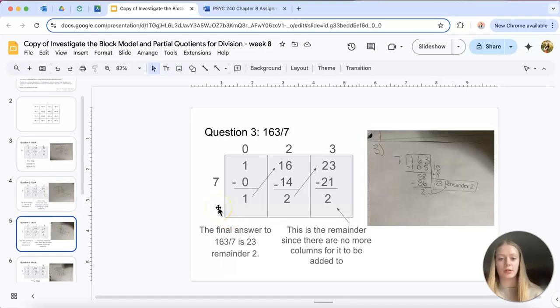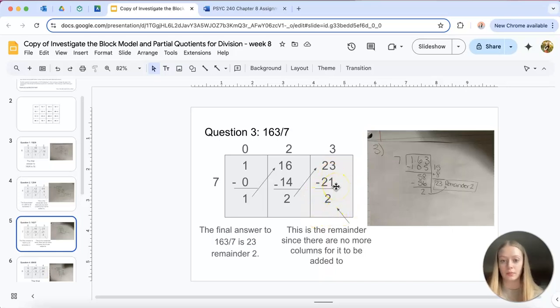And then my next question was 163 divided by 7. Using the block model, 7 goes into 1 0 times, so that's 0. 1 minus 0 is 1. Bring it over. 7 goes into 16 twice. 2 times 7 is 14. Subtract it out, get 2. Last column, we must bring it over to make the 3 a 23. 7 goes into 23 3 times, so then 7 times 3 is 21. 23 minus 21 is 2.